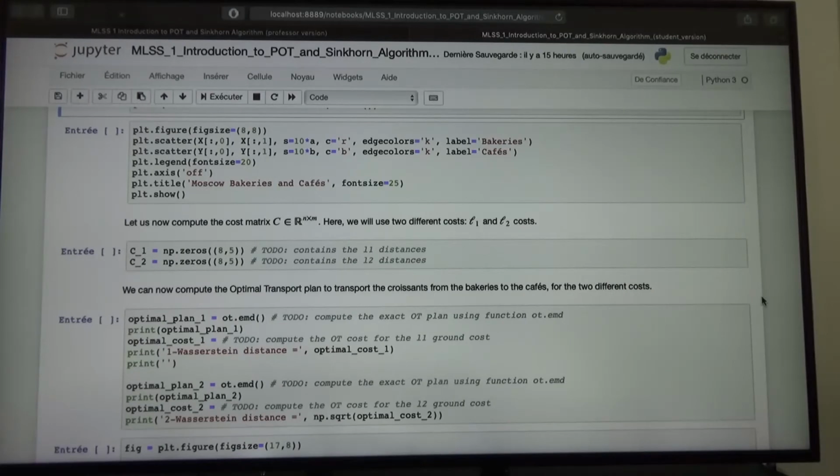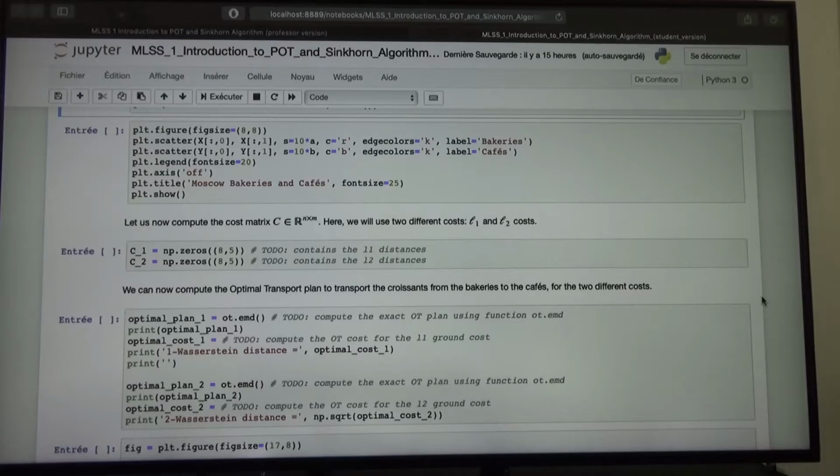So the first thing that you have to do is compute the cost matrix. We know that in optimal transport, what's important is, of course, the marginals, the histograms, that is here the productions and the demands of the cafés, but also the cost matrix. And here, what would be a good cost matrix? Well, we have the position of the cafés and the position of the bakeries, so maybe we can take the distance between the cafés and the bakeries. Or maybe we can take the distance squared, or maybe we could take something else, right?